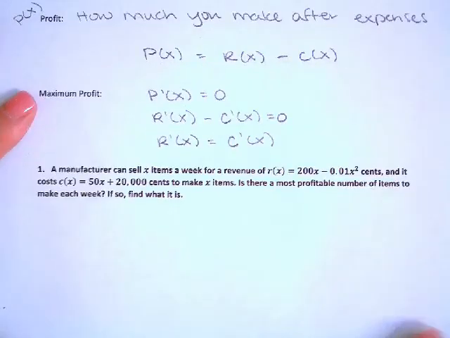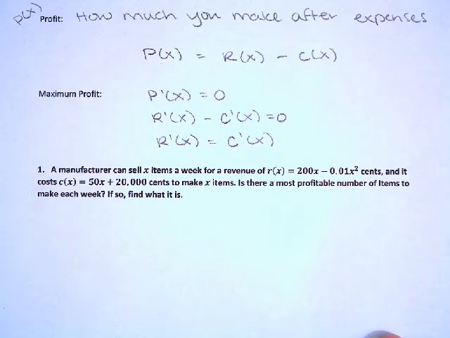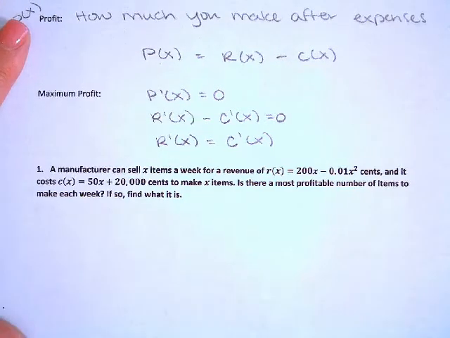When we do these questions, you just have to be very careful to pay attention to the wording of the problem to make sure that you're setting up the problem correctly. And aside from that, they're not too bad. So we have a manufacturer can sell X items a week for a revenue of 200X minus 0.01X squared cents. And the cost is 50X plus 20,000 cents to make X items. Why are they in terms of cents? I don't know. Dollars makes a lot more sense to us, but these ones are in terms of cents. Is there a most profitable number of items to make each week? If so, find out what it is.